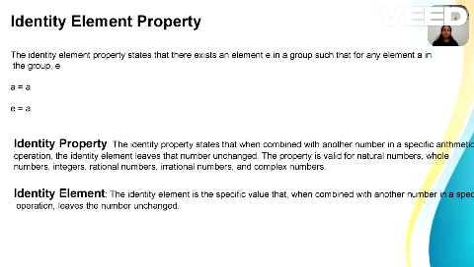Now let's go to the identity element property. The identity element property states that there exists an element e in the group such that for any element a in the group, a * e = a and e * a = a. Identity property. The identity property states that when combined with another number in a specific arithmetic operation, the identity element leaves the number unchanged. The property is valid for natural numbers, whole numbers, integers, rational numbers, irrational numbers, and complex numbers. Identity element. The identity element is a specific value that when combined with another number in a specific operation leaves the number unchanged.